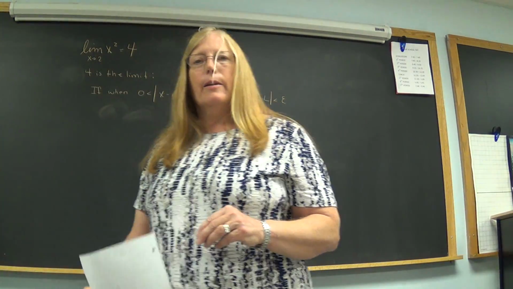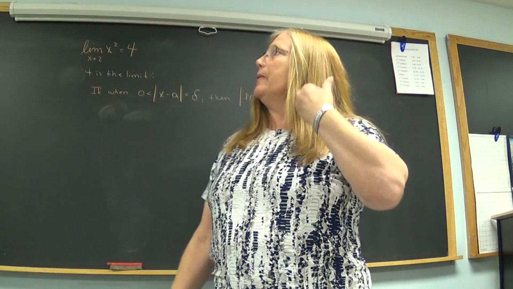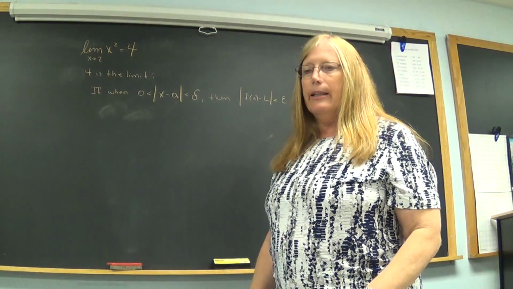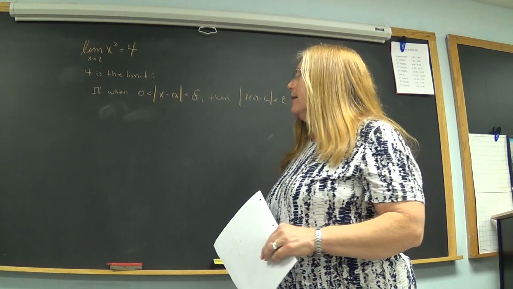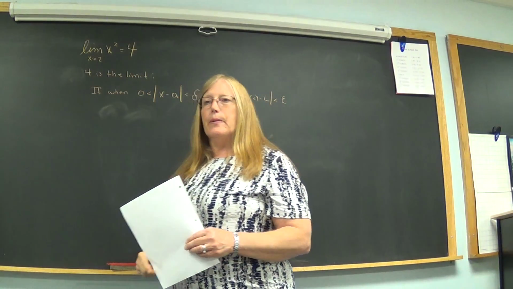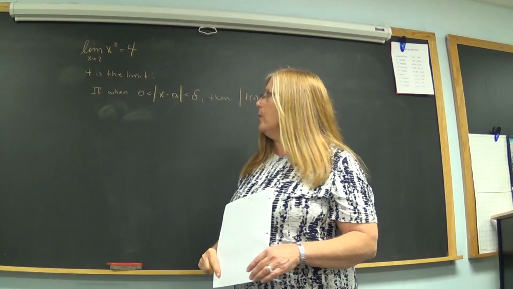Hello Calc. I'm going to go through another delta epsilon proof. This one is quadratic. So far we've been working, at least in the videos, on linear ones. For this quadratic one, I want to show that the limit as x approaches 2 of x squared is 4.